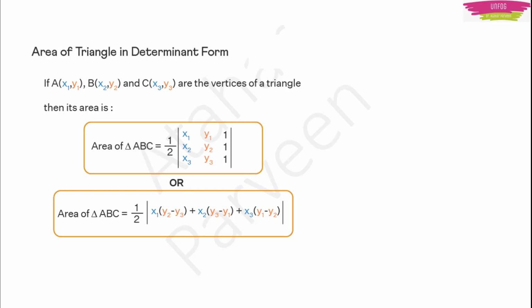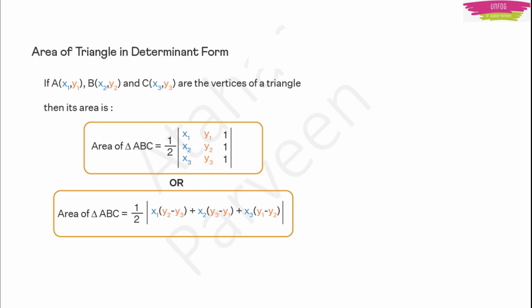Now we have one simple application of these determinants. Using these determinants, you can find the area of the triangle if three vertices of the triangle are given. This is the formula for that. It is your wish. Either you remember the first formula or the second formula. I feel comfortable with remembering the second formula because it is very easy. That formula came from the first formula only.